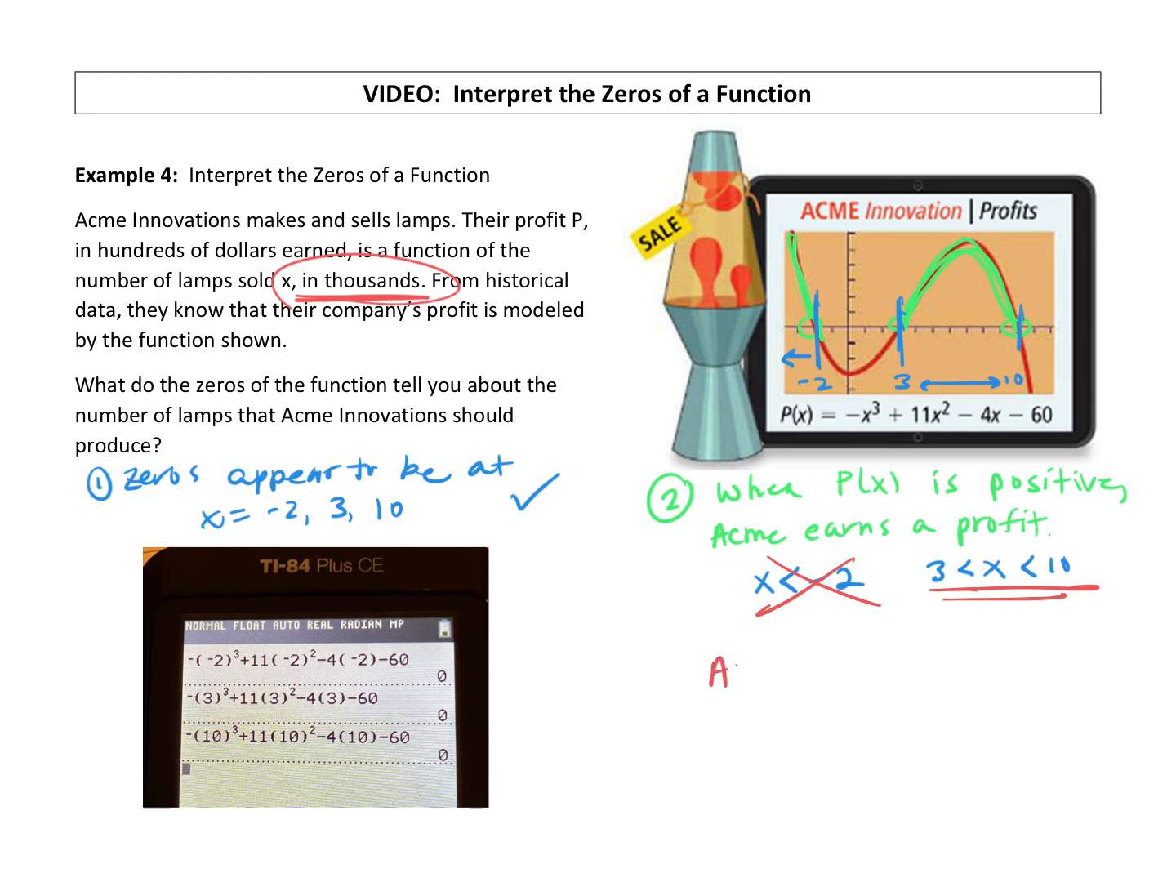So Acme needs to sell between 3,000 and 10,000 lamps to make a profit.